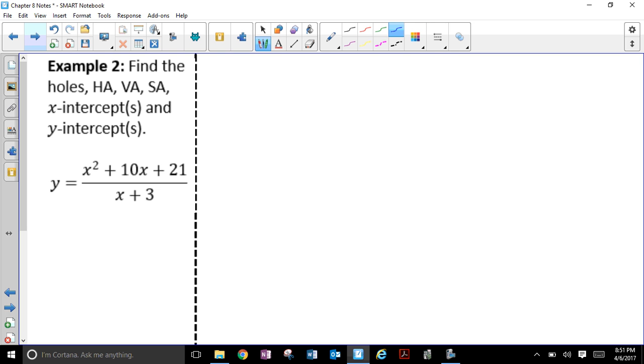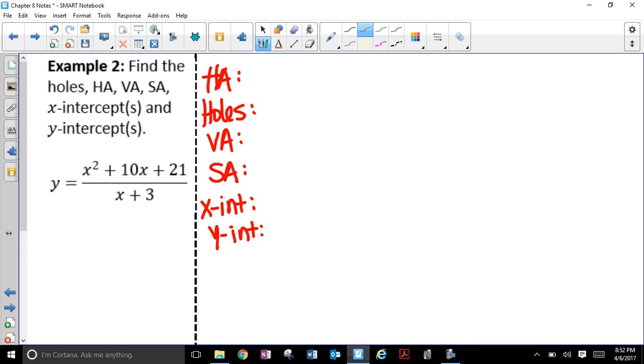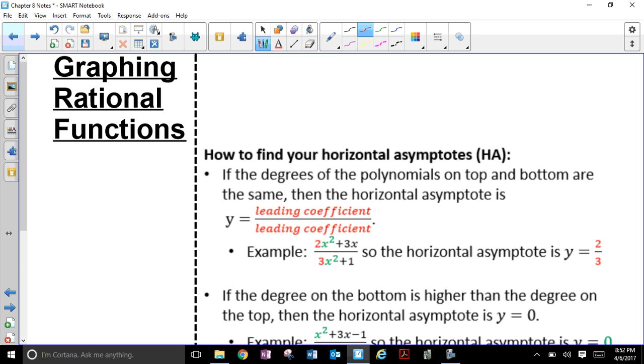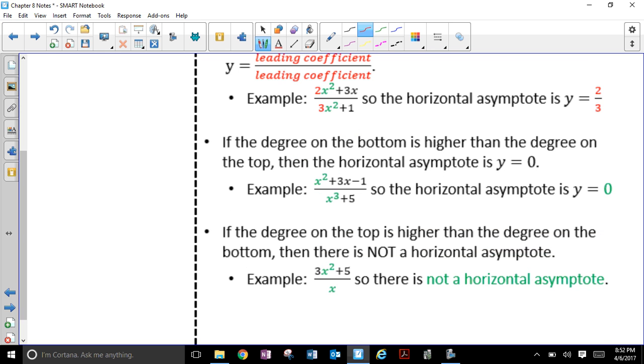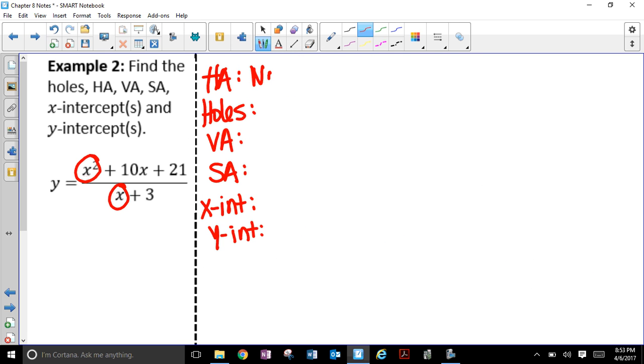Okay, let's look at number 2, example 2. All right. So to find the horizontal asymptote first, we look at the degrees. We have an x squared and an x to the first. So when you go back, which scenario is that? That is the bottom one here where the top degree is bigger than the bottom degree, which means there's not a horizontal asymptote. So we would write none for this one this time.